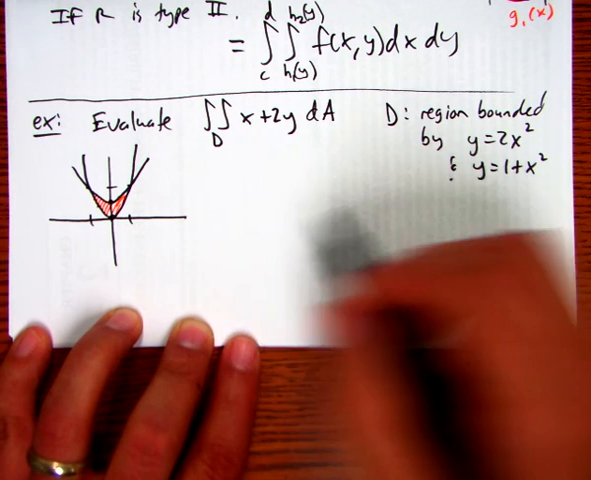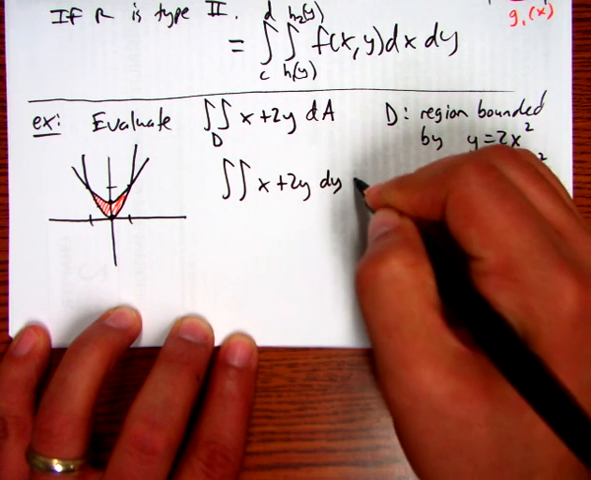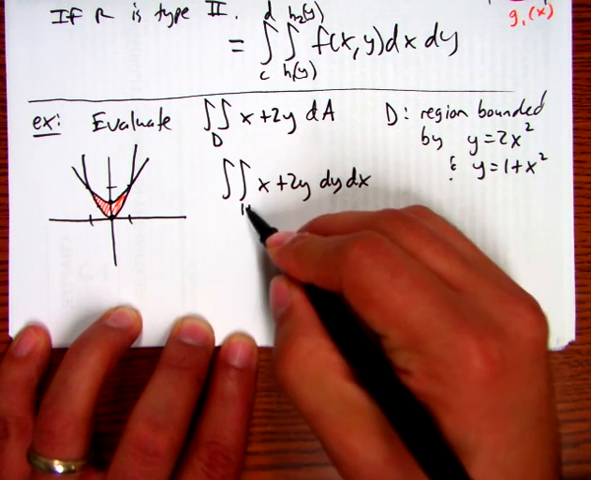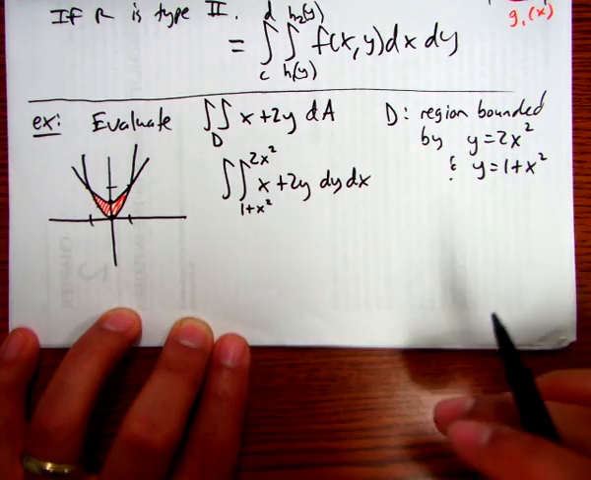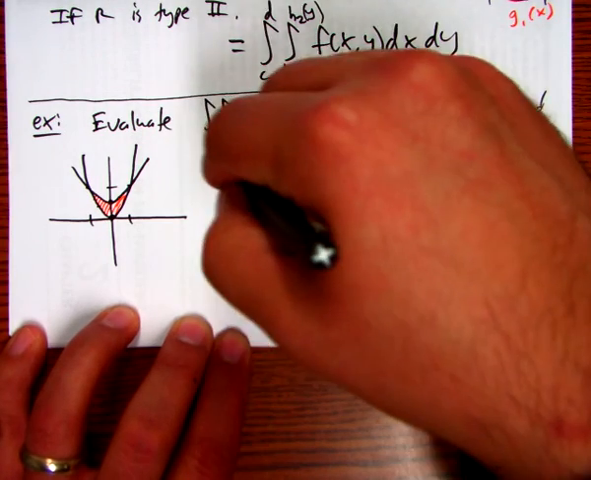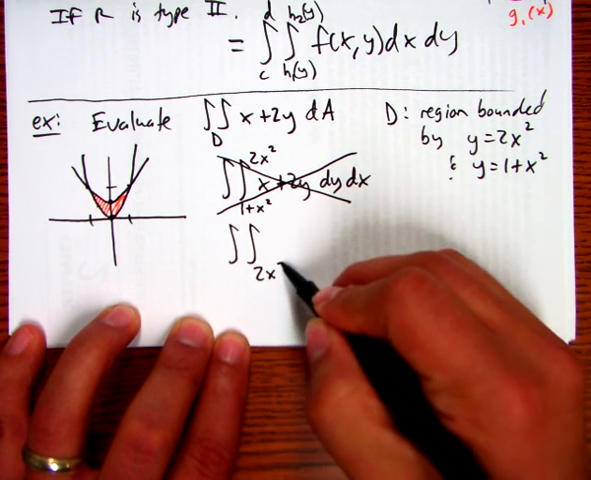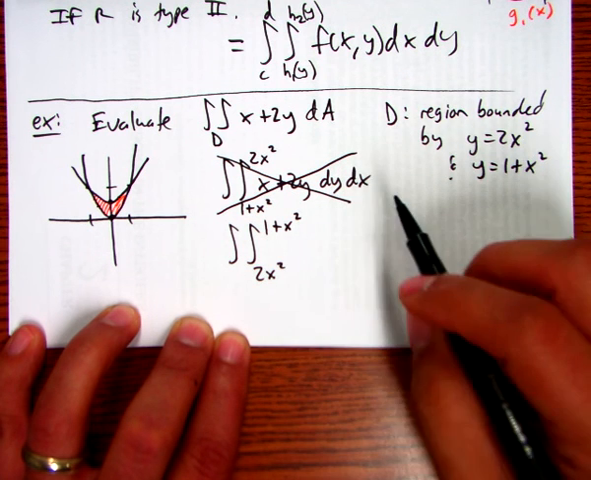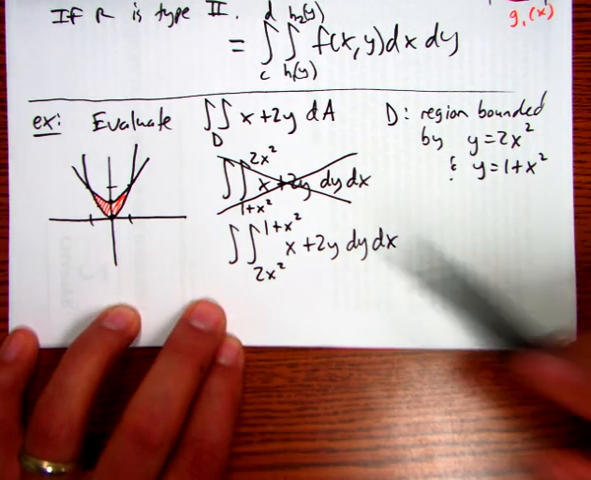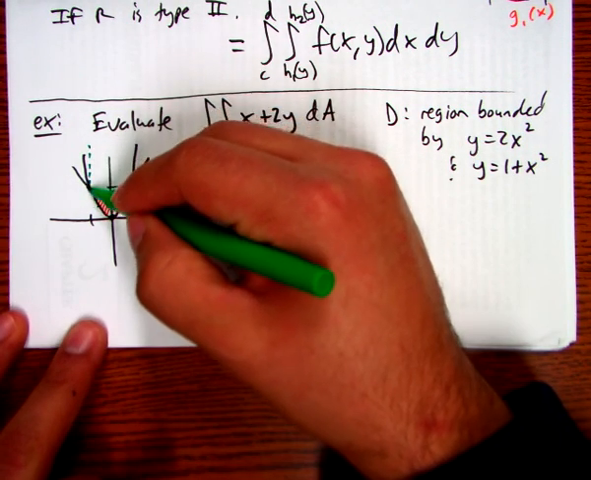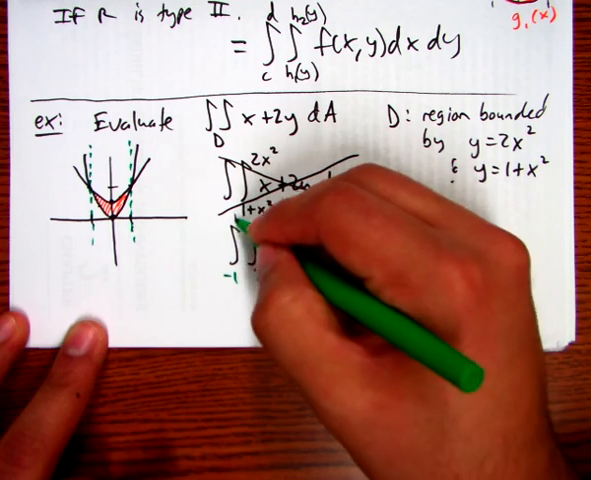So I would say it's easiest to set this up with y being the direction of integration first. So then our lower boundary for that would be 1 plus x squared, and then 2x squared for the upper bound. And I totally screwed that up. What should I have written? The lower bound should be 2x squared, and then the upper bound is 1 plus x squared. And now, on the outside, our vertical lines would be what values here? -1 to 1. Okay?